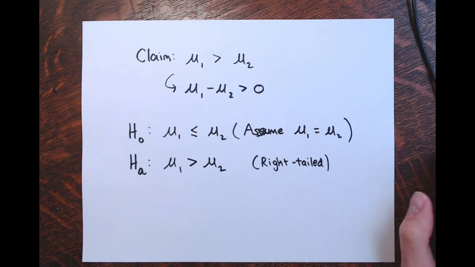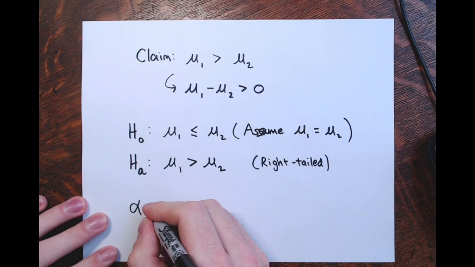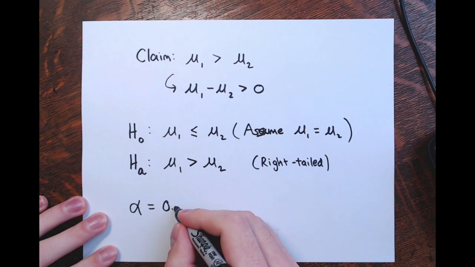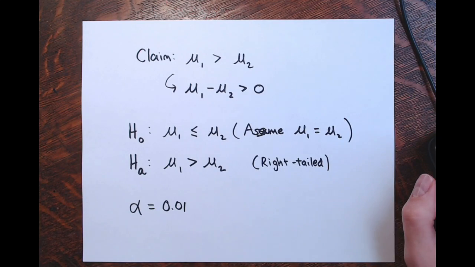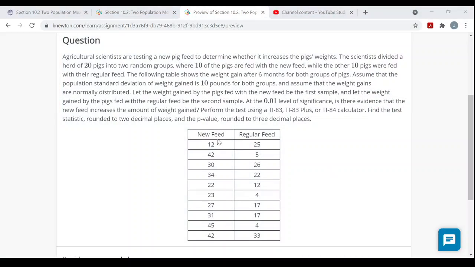Okay, so I've got the hypotheses established at least, and they also mention the value of alpha, the significance level, is 0.01. So keep that in mind. All right, so I'm going to go back to here. There's these two samples, right? Sample 1, sample 2. The pigs eating the new feed, the pigs eating the regular feed, and the amount of weight gained.